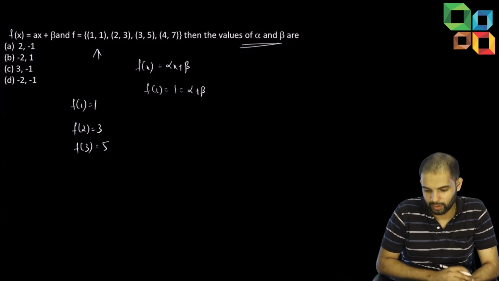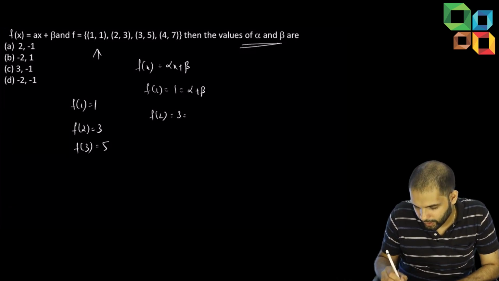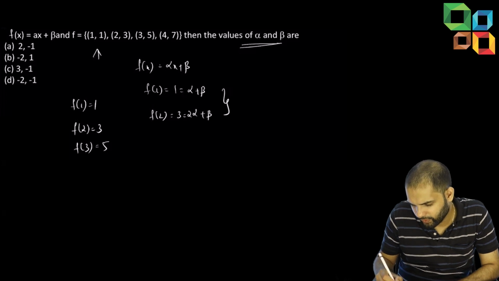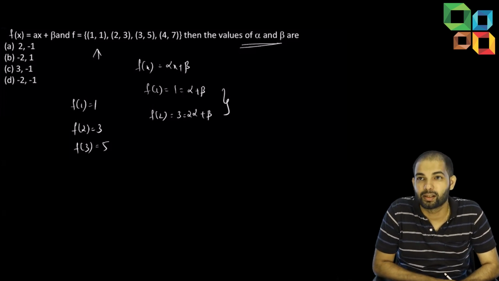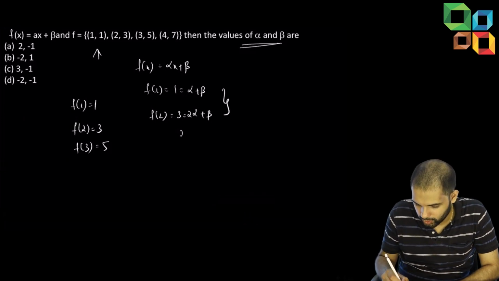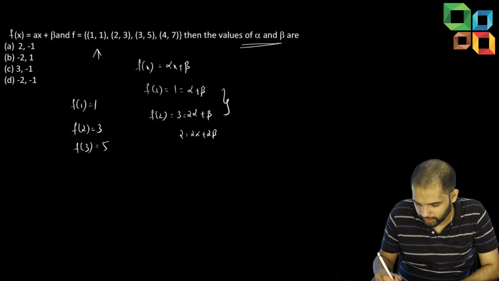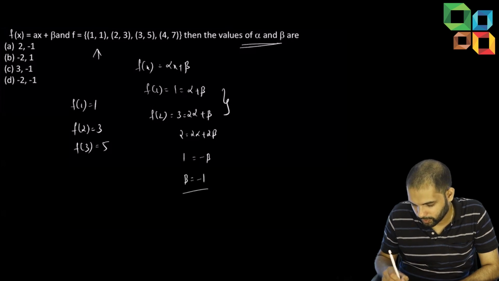Fine. F of 2 is equal to 3. It says when I put x equal to 2, so alpha into 2, which is 2 alpha plus beta. So you have two equations, two unknowns, easily you can solve, get your answer. So probably multiply the first equation with 2. So I'm going to get 2 alpha plus 2 beta is equal to 2. Just subtract these two equations. So 3 minus 2 is 1. Beta minus 2 beta is minus beta. So beta is nothing but minus 1.